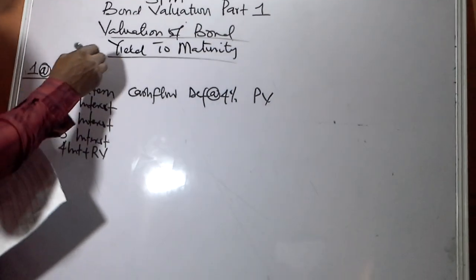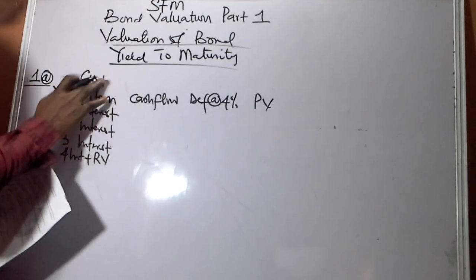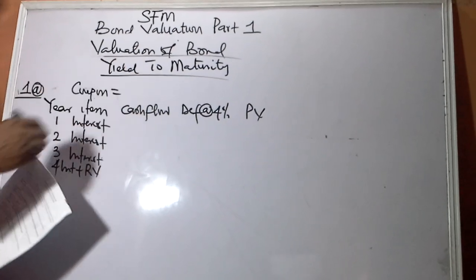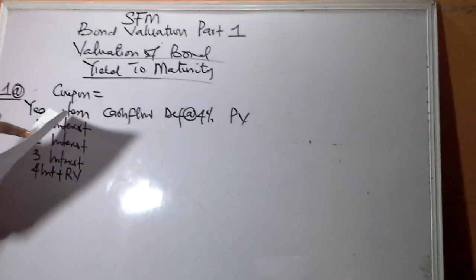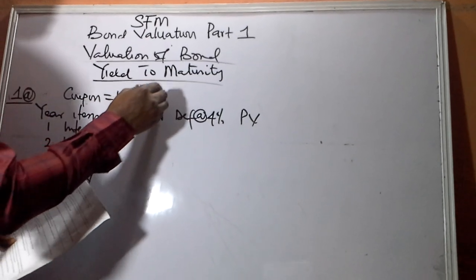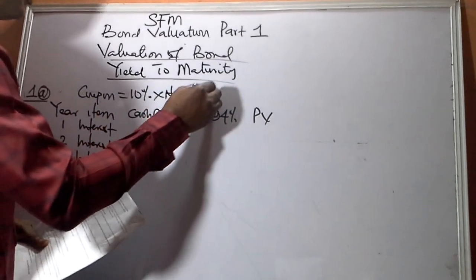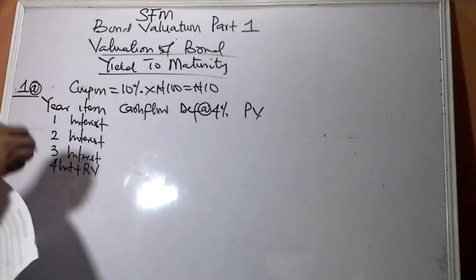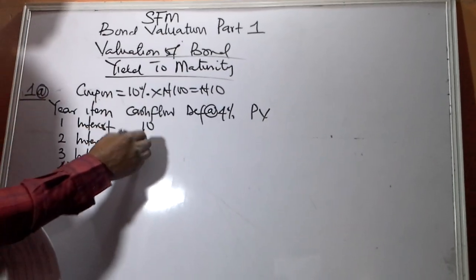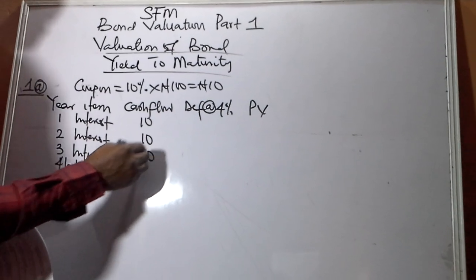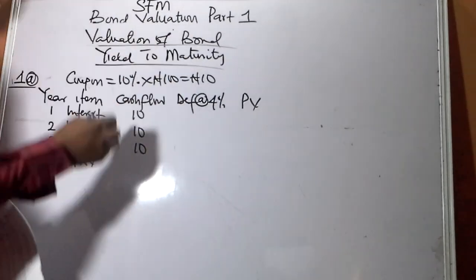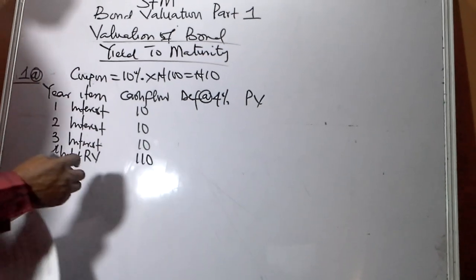Here is the coupon. Like I told us earlier, the coupon is calculated on the nominal value. The coupon here is 10%. The bond pays 10% coupon on 100 naira nominal value. That is 10 naira. So year 1, you get 10 naira cash interest into your account. Year 2, 10 naira. Year 3, 10 naira. Year 4, you also get 10 naira plus the redemption value, making 110.